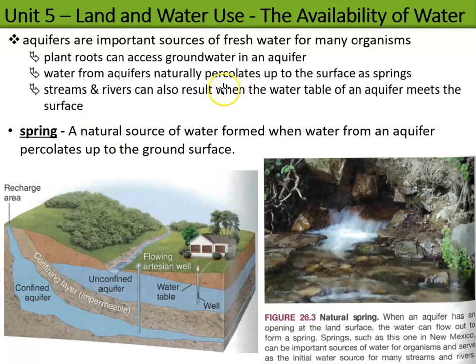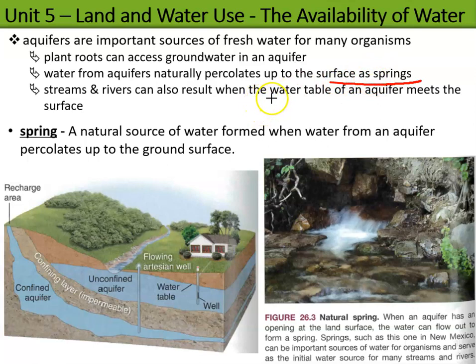Water from aquifers naturally percolates up to the surface at times as springs, and these springs can turn into spring-fed streams, which can turn into rivers. This is very, very common in places that get a good amount of rainfall. And this is what I was just saying, streams and rivers can result.